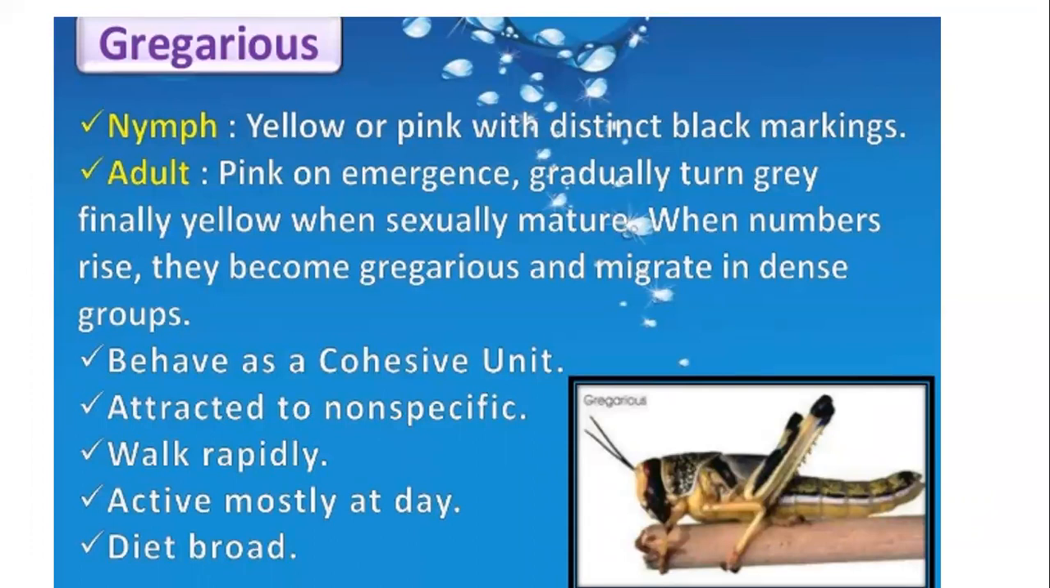Second one is the gregarious phase. Nymph yellow to pink with distinct black marking. Adults pink on emergence, gradually turn gray, finally yellow when sexually mature. When number rises, they become gregarious and migrate in dense groups, behave as a cohesive unit, attracted to non-specific, walk rapidly, active mostly at day, diet broad.